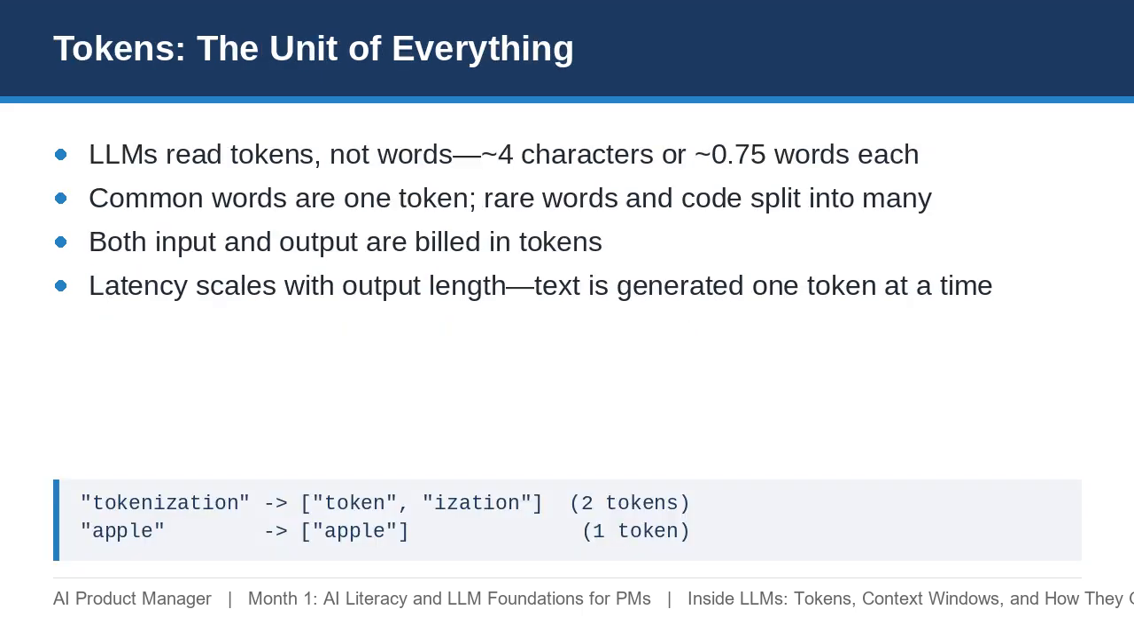First, tokens. Models don't see words or letters, they see tokens, which are chunks of text averaging about 4 characters. Common words are usually a single token, while rare words in code break into several pieces. This matters because you're billed per token on both the input and the output, and because the model produces 1 token at a time, longer answers literally take longer to generate.